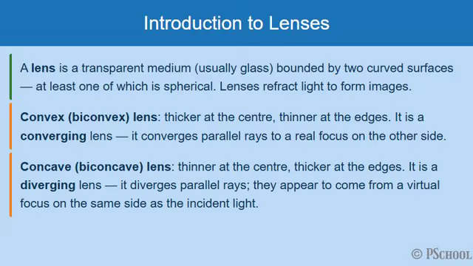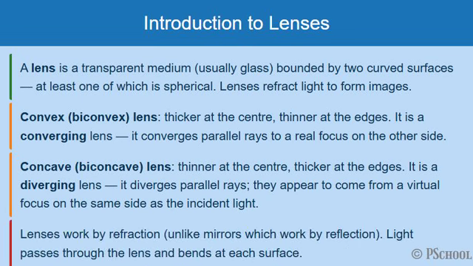A concave, or biconcave, lens is thinner at the center and thicker at the edges. It is a diverging lens. Parallel rays spread apart after passing through, and appear to come from a virtual focus on the same side as the incoming light. Lenses work by refraction. Light bends at each surface as it passes through the lens. Memory aid: convex, converging, like a magnifying glass. Concave, diverging, like the corrective lens for short-sightedness.